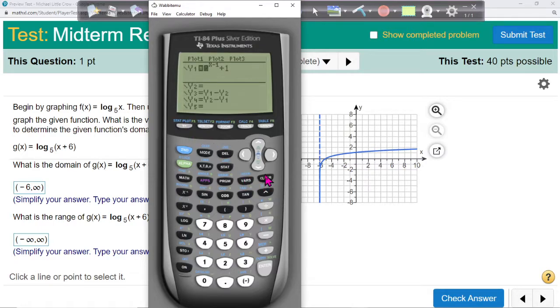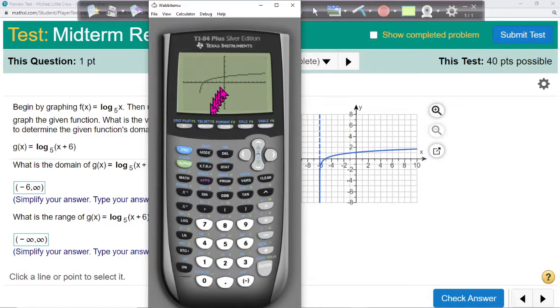So you could use base 10. So what we do is we would put log of x plus 6. That's actually a log base 10, right? Got an extra parenthesis in there. And then we would divide by log of 5. This is the change of base. Okay, so it allows us to use a base 10 as if it were a base 5. And then we could look at the graph, and there it is.